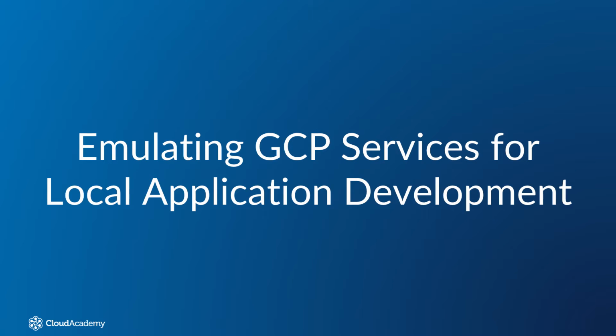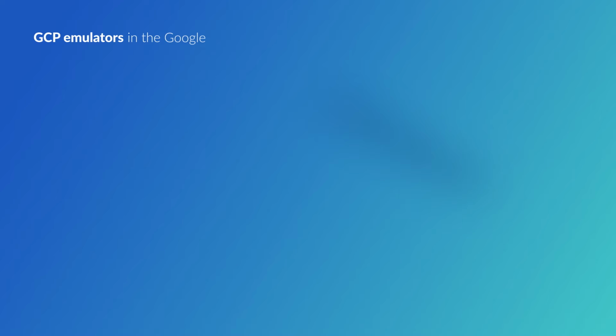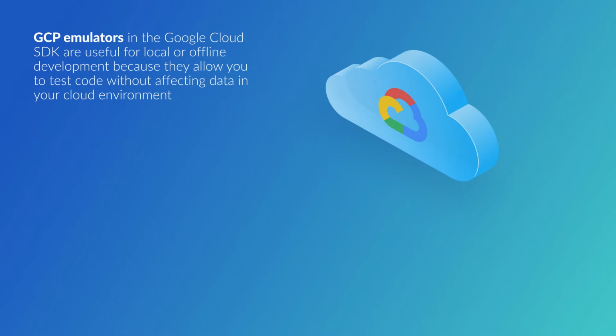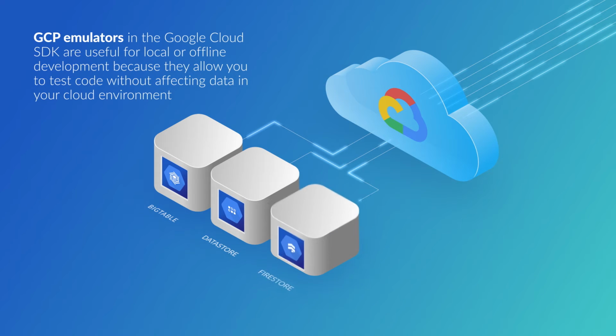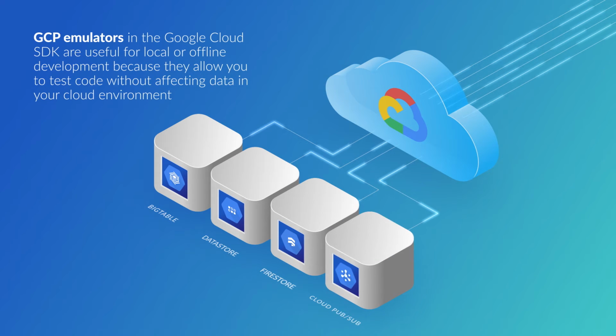In this section, we're going to go over the GCP emulators provided by the Google Cloud SDK. Emulators are extremely useful for local or offline development because they allow you to test code without affecting data in your cloud environment. There are currently 4 emulators available in the Google Cloud SDK: Bigtable, Datastore, Firestore, and Cloud Pub/Sub. Additionally, there's also a way to run Cloud Build locally.